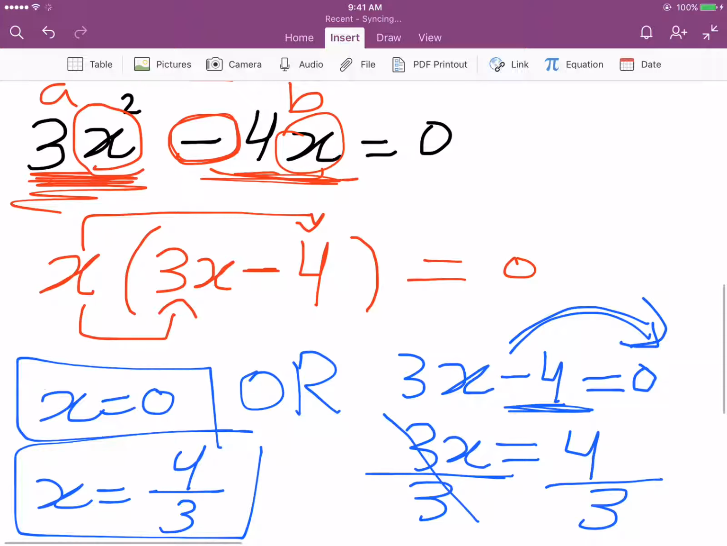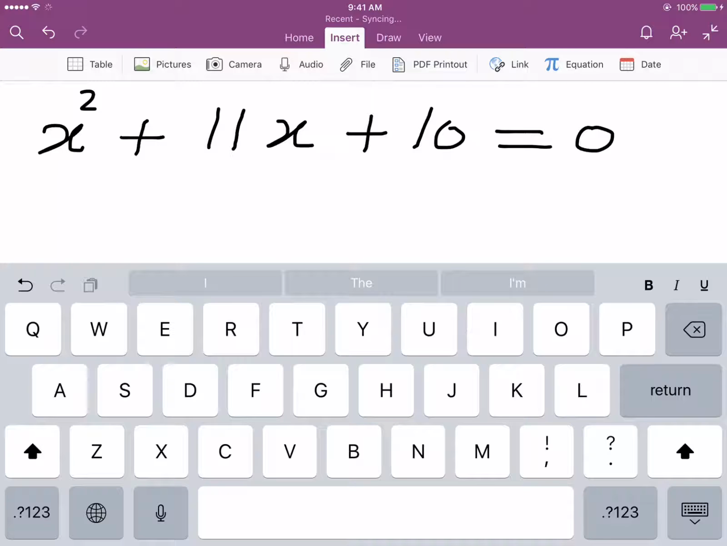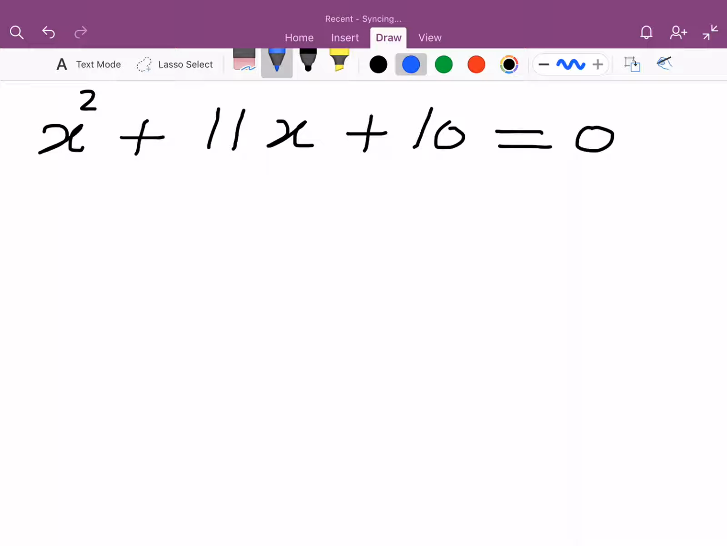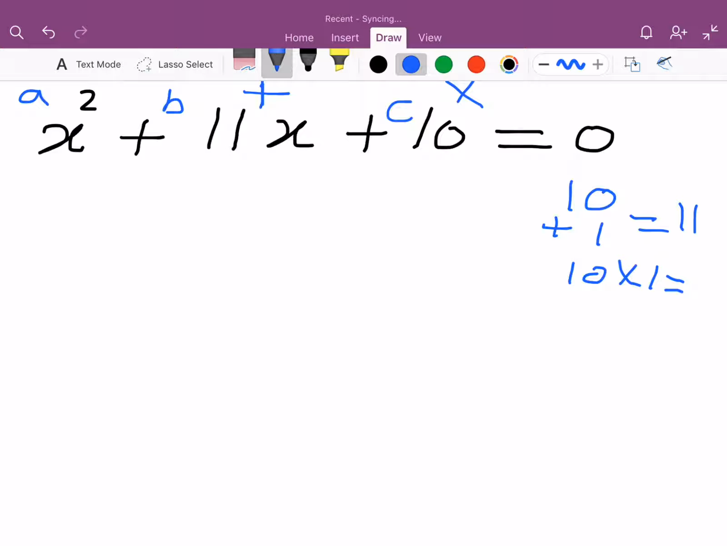Now moving on to the last equation, which is x squared plus 11x plus 10 equals 0. So I have the a, the b, and the c. I want two numbers that when I add them together give me 11, and when I multiply them together give me 10. So 10 plus 1 gives me 11, and 10 times 1 gives me 10. So I will use these two numbers.